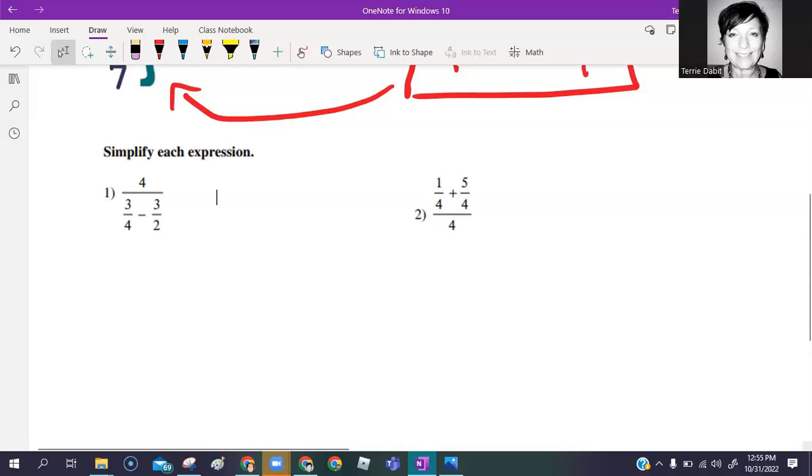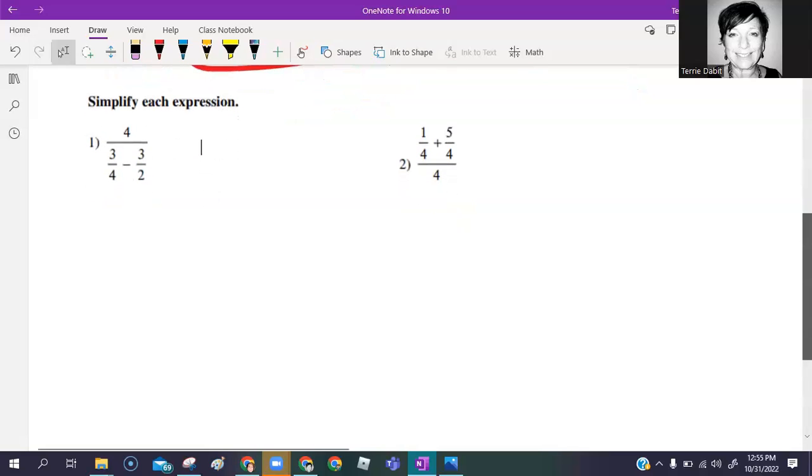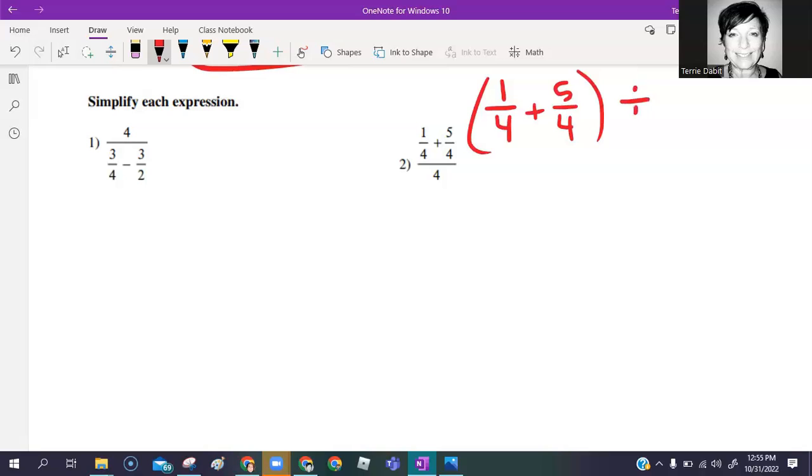Okay, next we're headed to number 2. You got a couple things that you're going to need to do. You're going to have to figure out what is 1/4 plus 5/4. And whatever that is going to be divided by 4/1. This is really 4/1 right here. So what I'm going to do is this part first. I'm going to go ahead and get that in one single fraction.